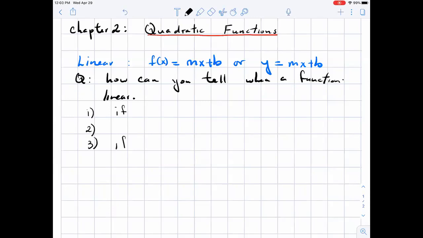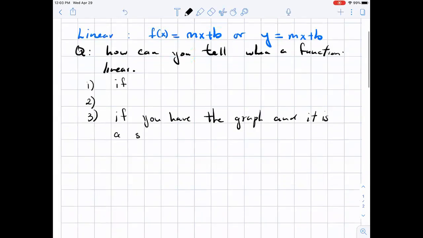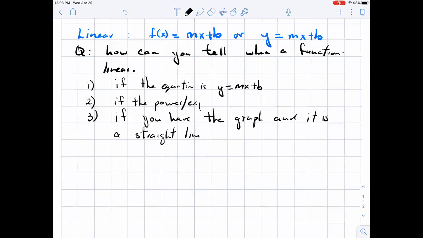So let's put three ways, right? If you have the graph and it is a straight line, then it's linear, okay? Alternatively, one of the answers written in blue here: if the equation is y equals mx plus b. And then secondly, which is in my opinion the easiest way, guys, if the power slash exponent of the variable is 1. That's it. Okay?